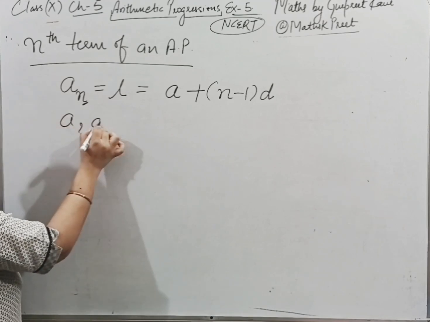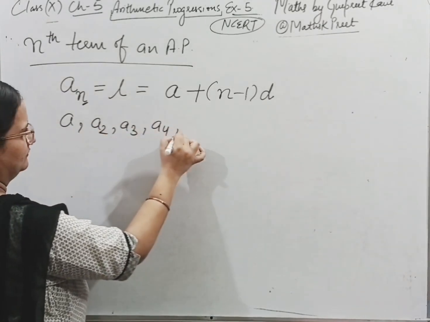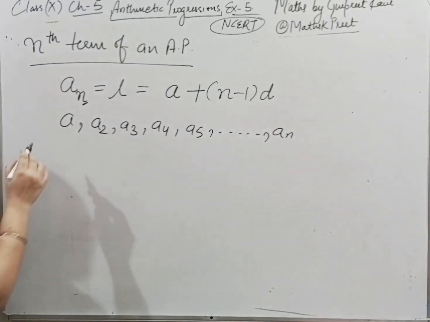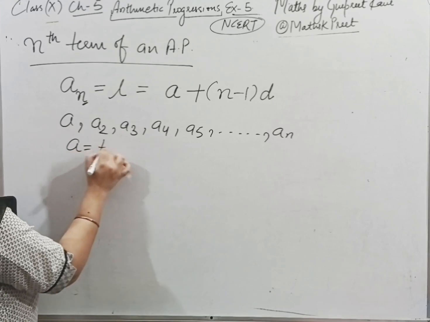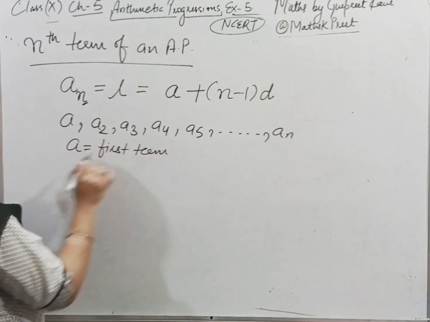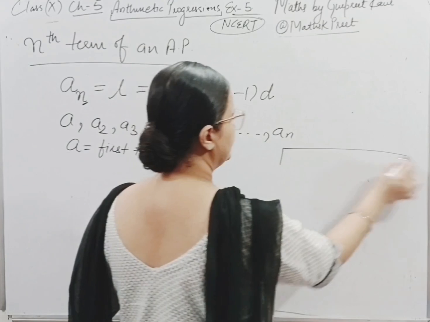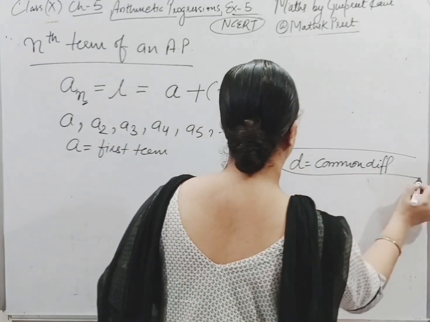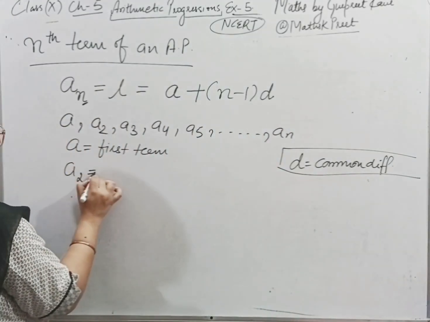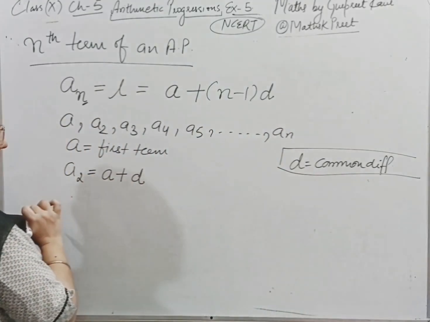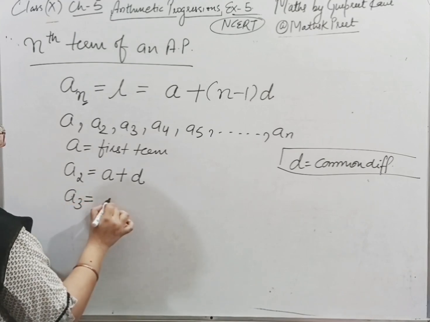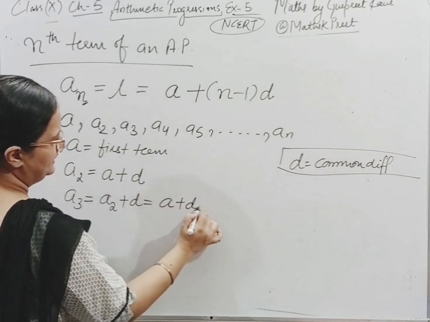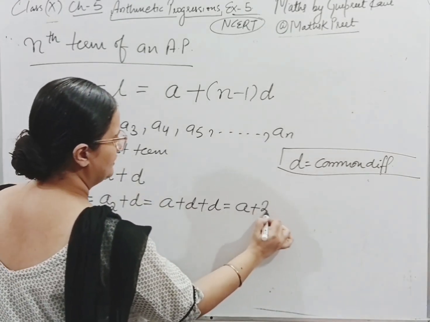So if this is the given sequence and so on, say an, this is the last term here. Now we know that a is the first term. If d is the common difference here, d is what? Common difference. So a2 can be written as a plus d. A3 can be written as A2 plus D. What is the value of A2? A plus D, plus D. Basically this is A plus 2D.